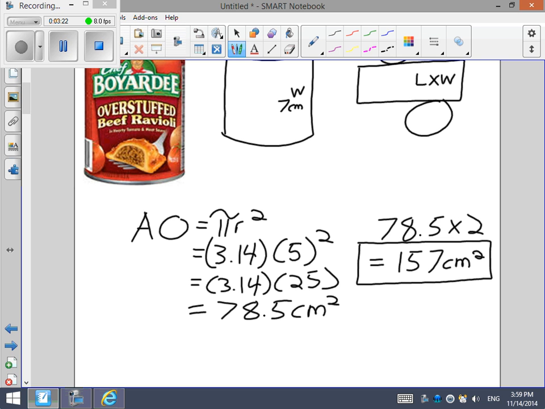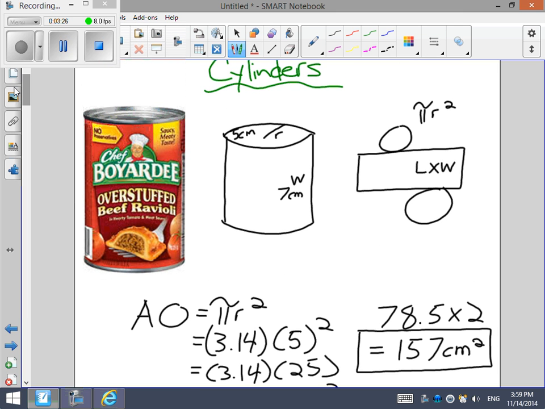Now we'll move on to the rectangle. And as you remember, we only have the width, so we have to find the length. This is the tricky part, but I don't want you to get stumped. If you don't have it, just think about it. It wraps around the circles. This rectangle wraps all the way around the circle. So it's the exact same as the circumference of the circle.